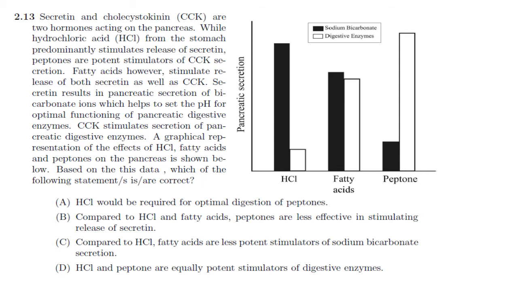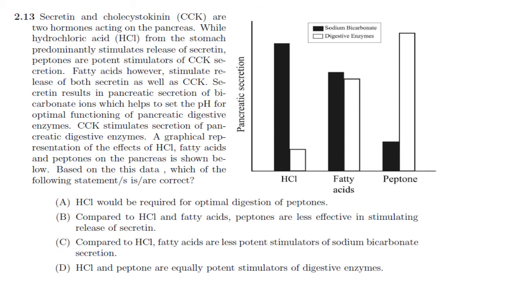Next one. Secretin and cholecystokinin are two hormones acting on the pancreas. While hydrochloric acid from the stomach predominantly stimulates secretin, peptones are potent stimulators of CCK secretion. Fatty acids, however, stimulate release of both secretin as well as cholecystokinin. Secretin results in pancreatic secretion of bicarbonate ions, which helps to set the pH for optimal functioning of pancreatic digestive enzymes.